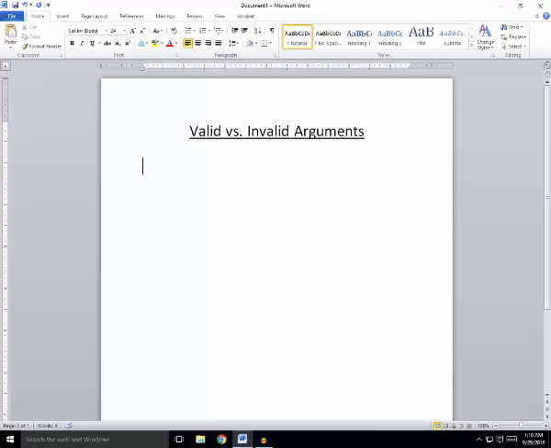Now it's time to return to the question of arguments, maybe the central theme of our class. Any argument that can be modeled or symbolized in our system, we can determine to be valid or invalid in a systematic, just formulaic kind of way. Let's look at an example. Suppose we have the following argument.